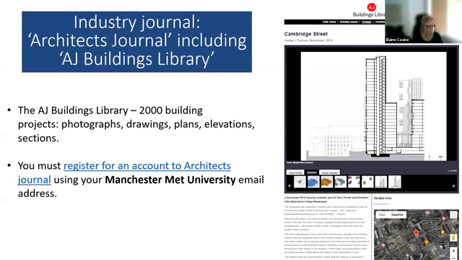Just to note, you must register for an account to Architects Journal using your Manchester Met University email address. So again, it's that triggering of our subscription and the authentication. So for any of these databases, if you read the information under a database title, it will tell you if there's any specifics about registration. Normally, you just get straight on with your Manchester Met ID and password, but there are some that you need to register for. And Digimap is another one that you will need to register for, or renew your registration if you've used it before.